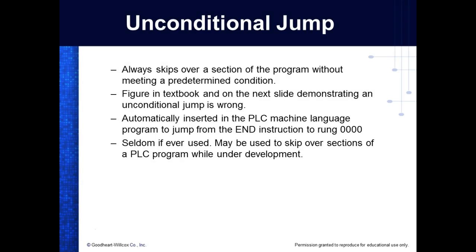Unconditional jumps always skip over sections of the program without meeting a predetermined condition. The figure in the textbook and on the next slide demonstrating an unconditional jump is wrong. It automatically inserts into PLC machine language the end instruction. We've already learned that, right? Seldom, if ever, used. Maybe used. There's only one reason I can figure why you'd use an unconditional jump, and that's to skip over sections of a program that you're working on. You understand what that means?